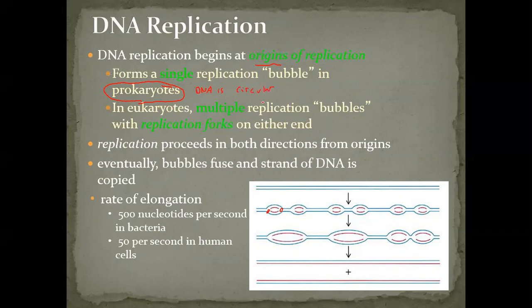So they don't have a linear chromosome, but the process and all the enzymes are going to work almost identical. But in eukaryotes, we have multiple replication bubbles with these little replication forks. So this one's showing you a eukaryotic chromosome. So you just need to really make sure you differentiate between those two.